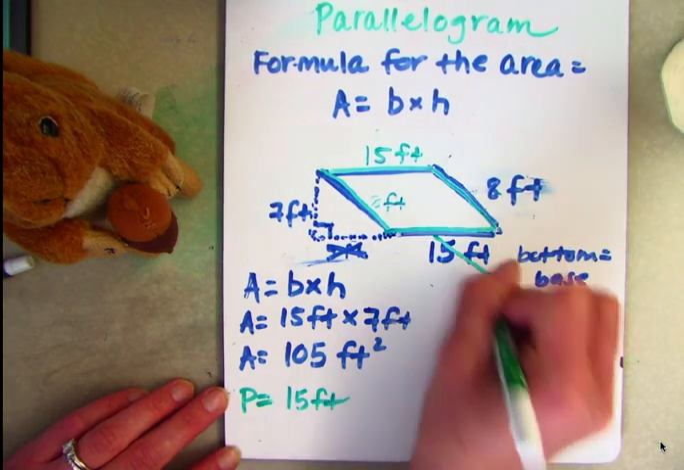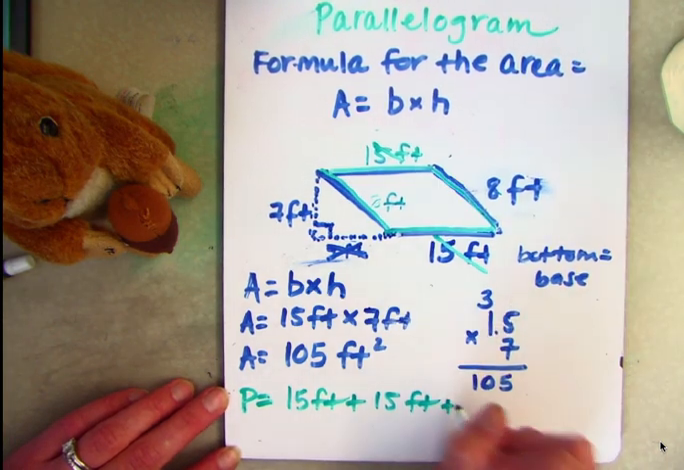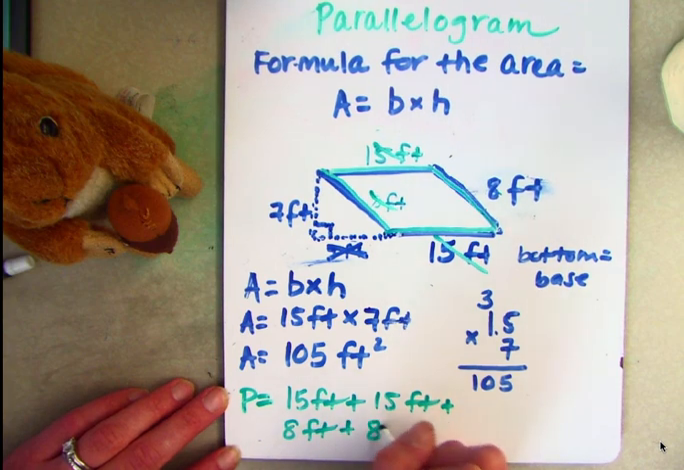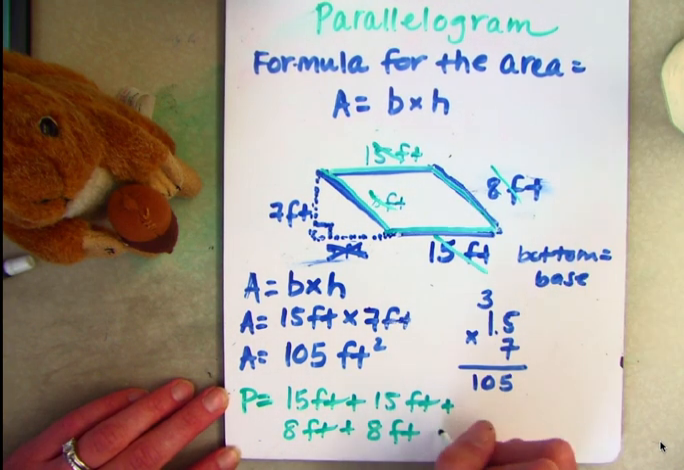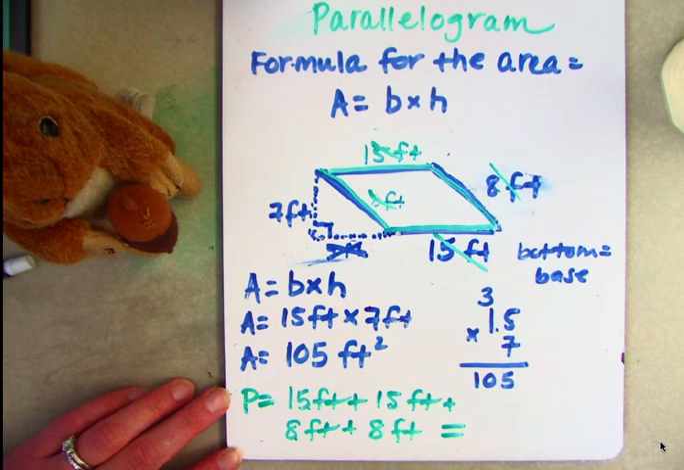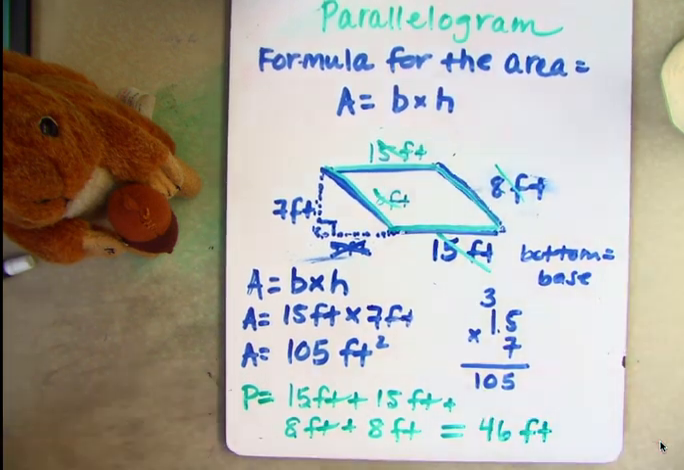15 feet plus 15 feet plus 8 feet plus 8 feet. 15 and 15 is 30, plus 8 is 38, plus 8 would be 46. So our perimeter is 46 feet.